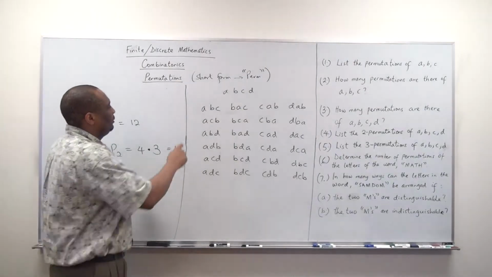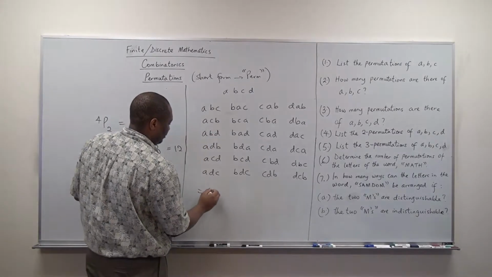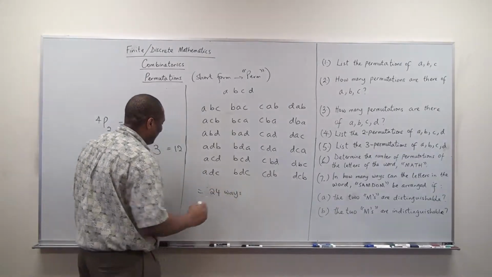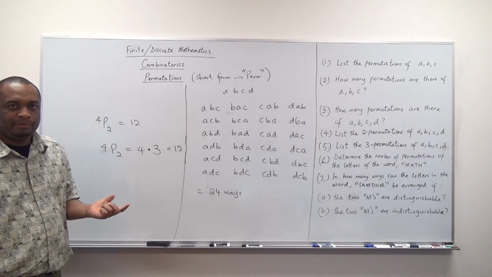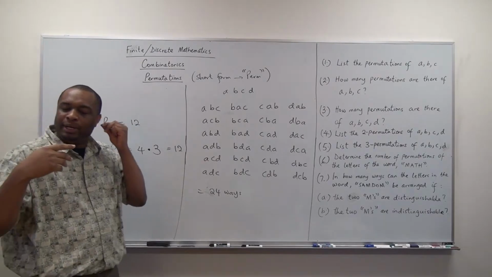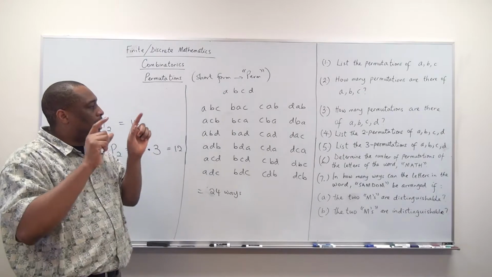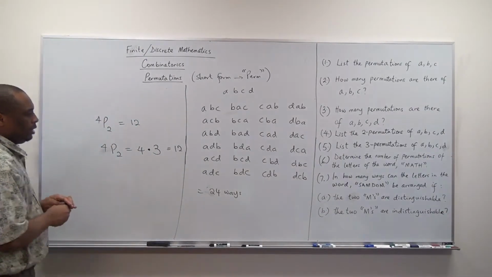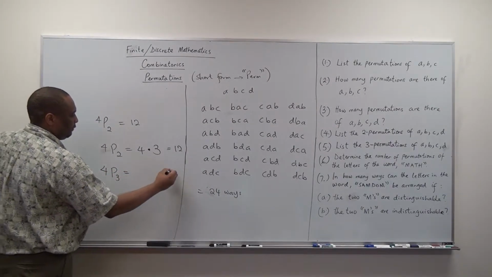So how many did we get? 1, 2, 3, 4, 1, 2, 3, 4, 5, 6. So we have 6 times 4, 24 ways. That means when we perm 3 from 4, we get 24, or the number of ways to arrange 4 elements, taking 3 elements at a time. So 4 perm 3 will give us 24.